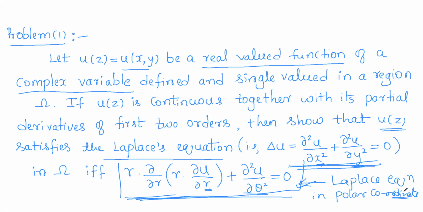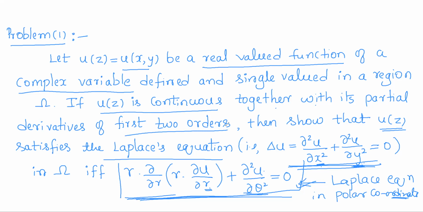So now we shall prove it. What is the hypothesis? The hypothesis is u of z is a real valued function of a complex variable, defined in a region omega. u of z is continuous together with its partial derivatives of first two orders. That is, u is continuous, its first order partial derivatives are continuous, and second order partial derivatives are also continuous. So this is the hypothesis.